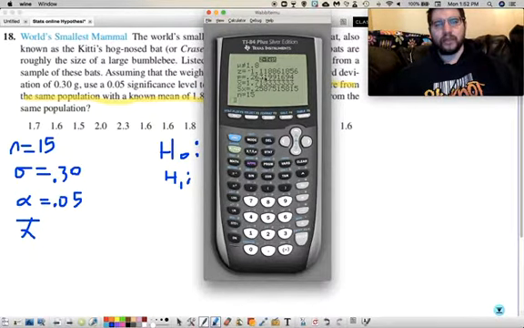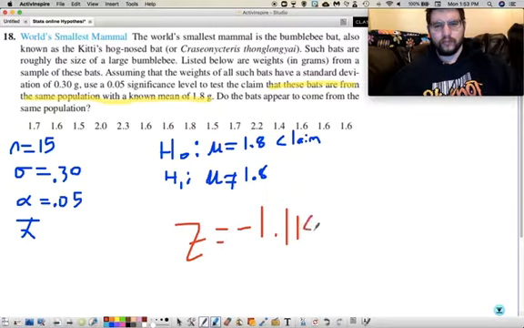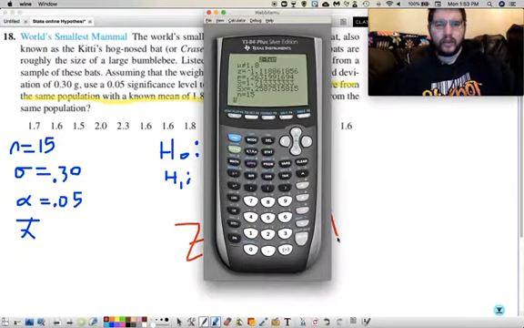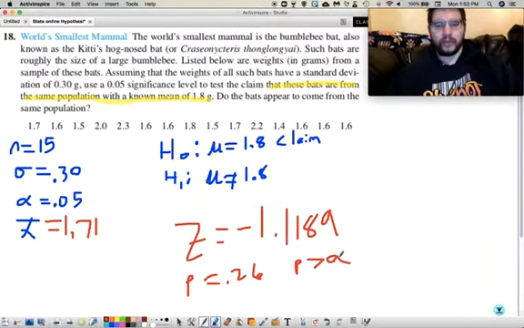So we get z equals negative 1.1189. And we get x bar is 1.71. Actually, this goes to the 10th place, so I need to go to the 100th place, 1.713. Not 1.71, sorry. 100th place, so that rounded is 1.71. And the p-value is 0.26. That p is definitely greater than alpha, so we're going to fail to reject the null.